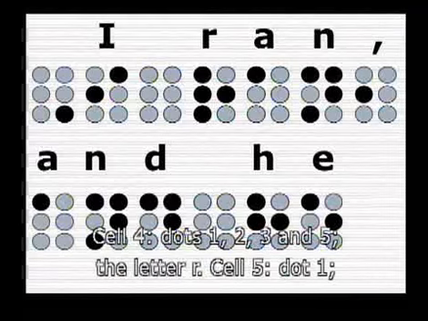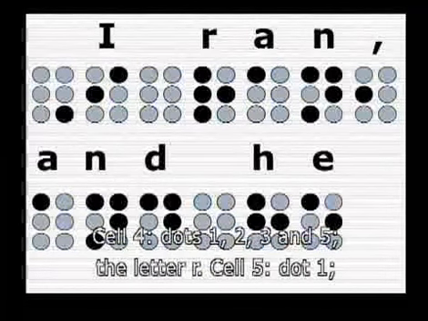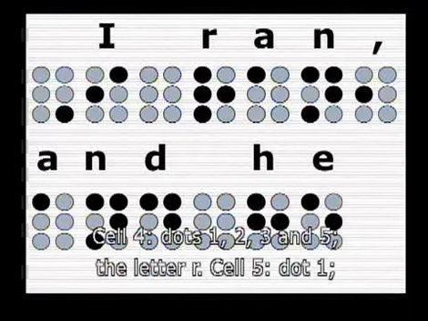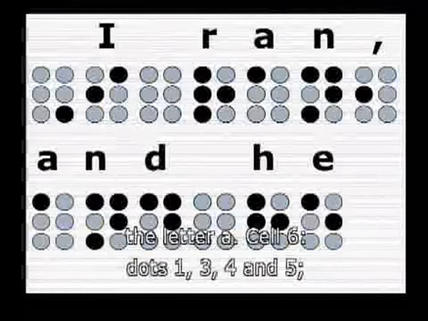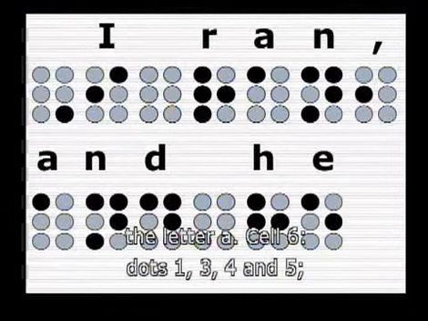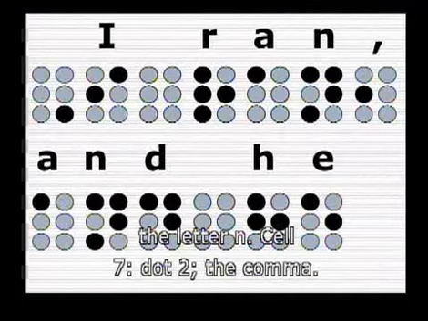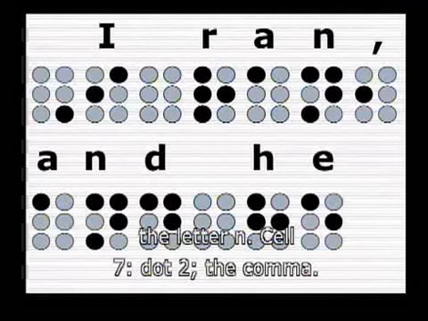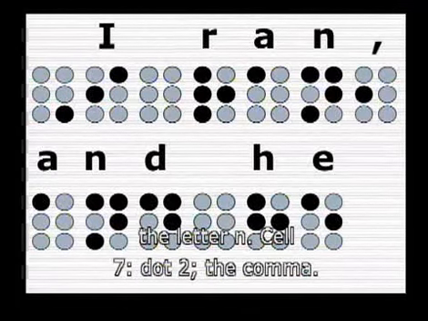Cell 4, dots 1, 2, 3, and 5, the letter R. Cell 5, dot 1, the letter A. Cell 6, dots 1, 3, 4, and 5, the letter N. Cell 7, dot 2, the comma. Cell 8, blank, a space.